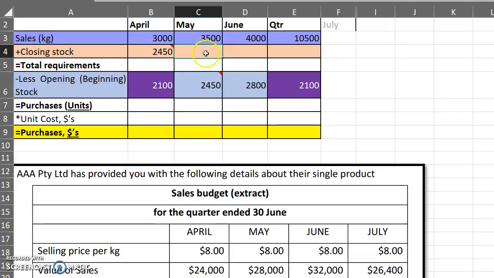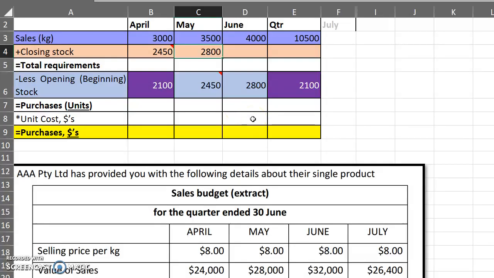Let's do it one more time. What is the date of the closing stock figure for May? The date will be 31st of May. What is the date for opening stock in June? This will be the 1st of June, which means 31st of May should be the same as 1st of June. Therefore, closing stock for May is 2,800. No, it doesn't want to. That's okay. Well, yeah, that's better.